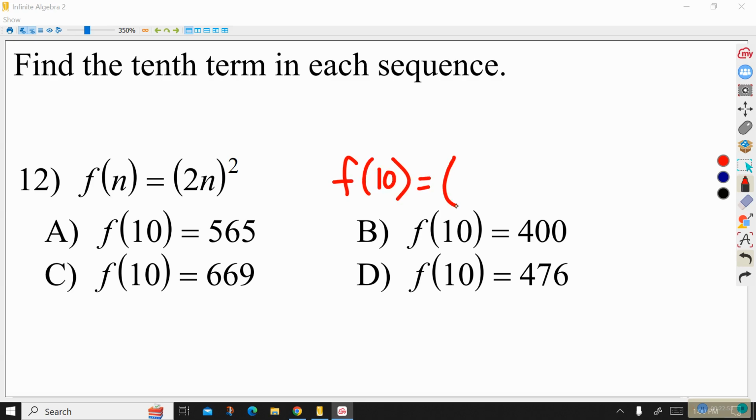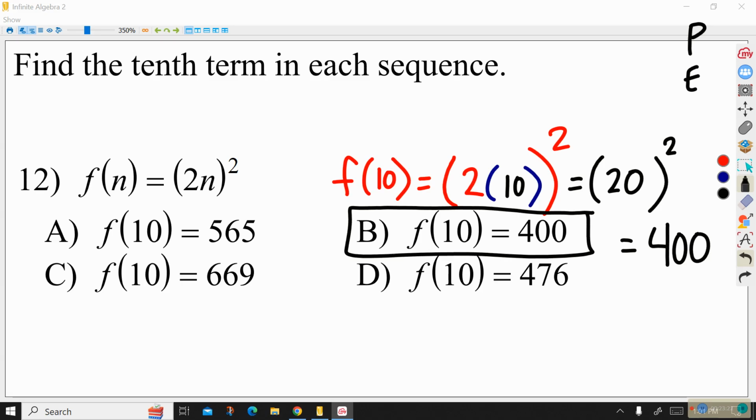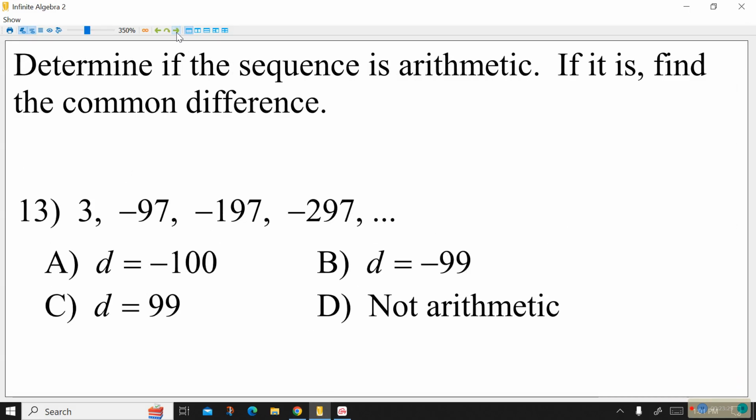Again, as I told you in the last example, I didn't really follow my own rules. I told you guys to put a blank parentheses everywhere we see n, and then put the number inside there. So I'll put 10 right here, and then we just calculate. Again, PEMDAS, so we start in the parentheses, and then we do the exponents. First 2 times 10 is 20. Now we can square that. 20 times 20 is 400. So we can see our answer is B right there. Again, just the basics of evaluating functions, working with parentheses and understanding that we're substituting in a number.